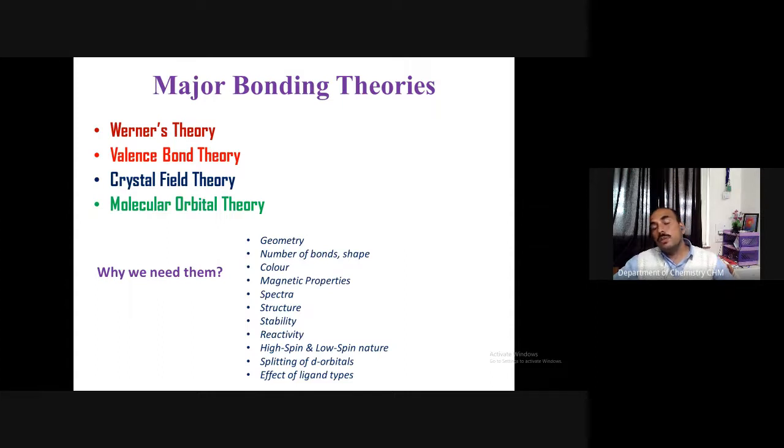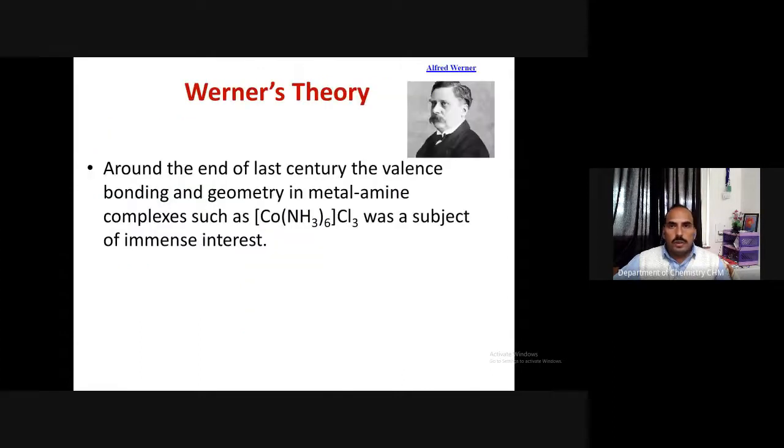For many properties, because transition complexes have a lot of reactivity, catalytic property, so many interesting applications are there, right? Medicinal applications are there. So you can design metal complexes with desired property. That's why understanding theories is very important. All right. So I briefly will mention Werner's theory.